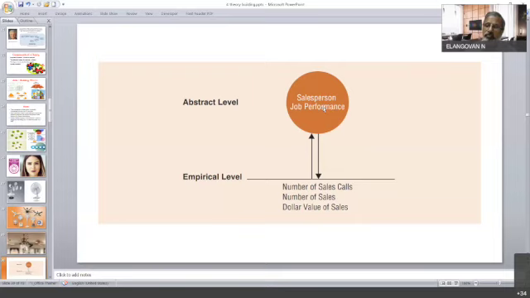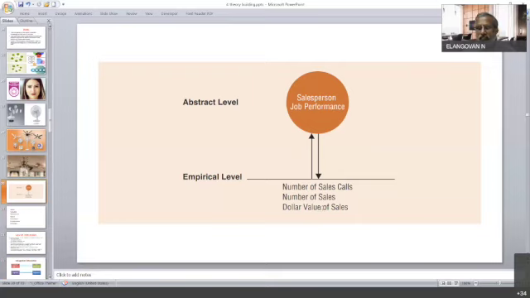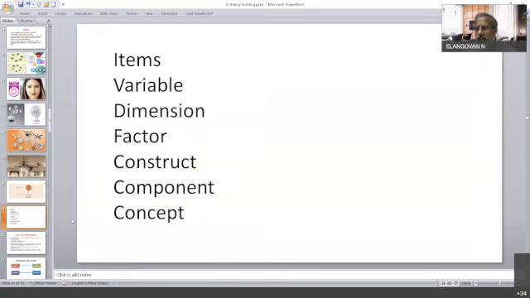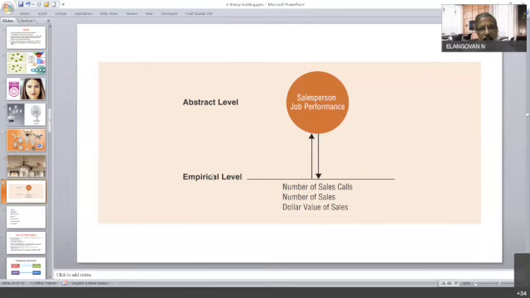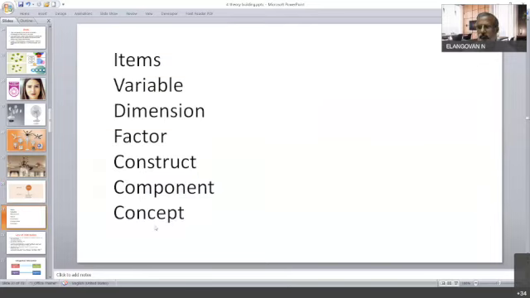So a lot of people make mistakes in social science. What can be measured and what cannot be measured? What can be measured is the empirical level. What cannot be measured is the abstract level. So still coming to the units, when we look at this abstraction level, from the empirical level to the abstract level, it moves like this.